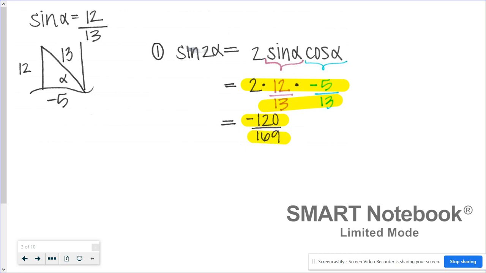Notice I didn't write down sine and anything following it. Sine of alpha, like I said, was given to me as 12 over 13. And cosine of alpha is just the ratio that comes from my reference triangle.